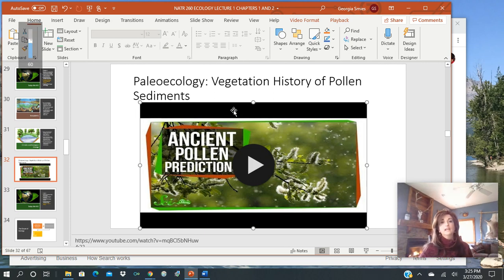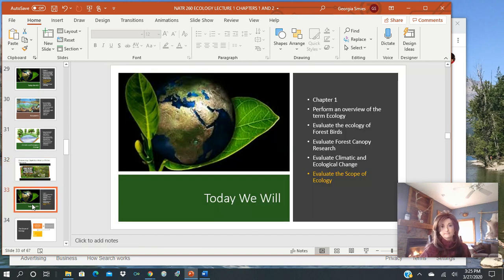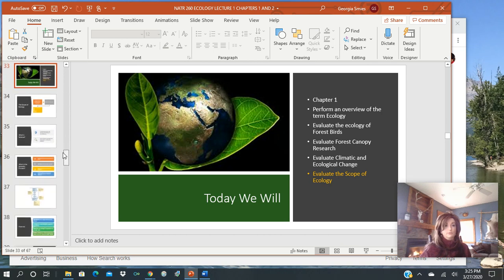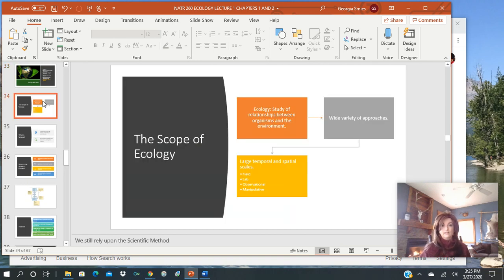So you can see paleoecology has a lot to offer to the modern ecologist, and actually many other disciplines too. All right, so let's evaluate the scope of ecology. What can it teach us? What are its limitations?